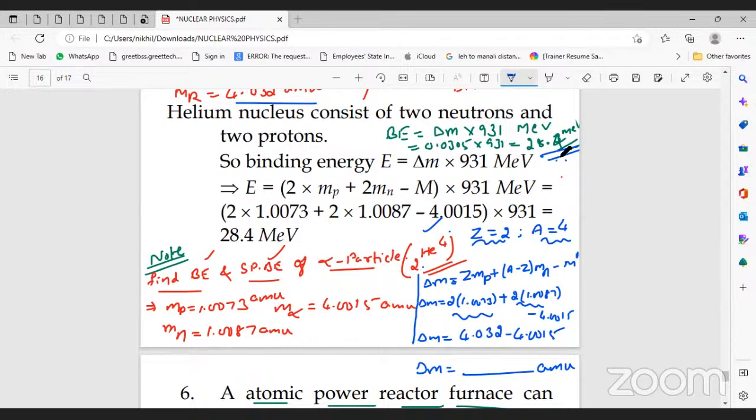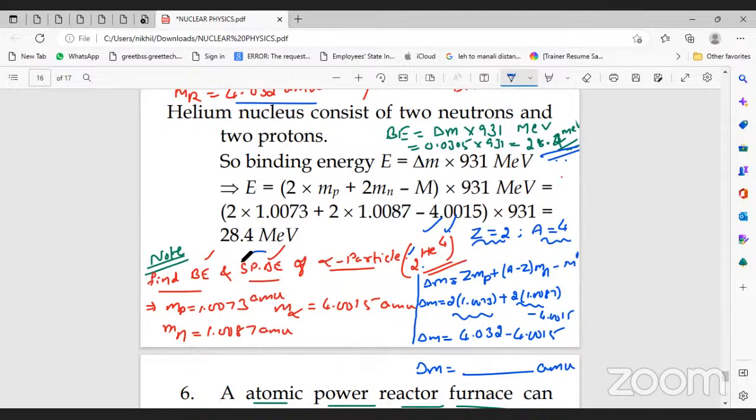So the question was asked in the reaction form, like 2 protons and 2 neutrons are combined to form a helium nuclei, that is an alpha particle. Instead of giving the reaction type, they may ask directly to find the binding energy and specific binding energy of the alpha particle. Just by knowing the atomic number and the mass number, you can find the binding energy.